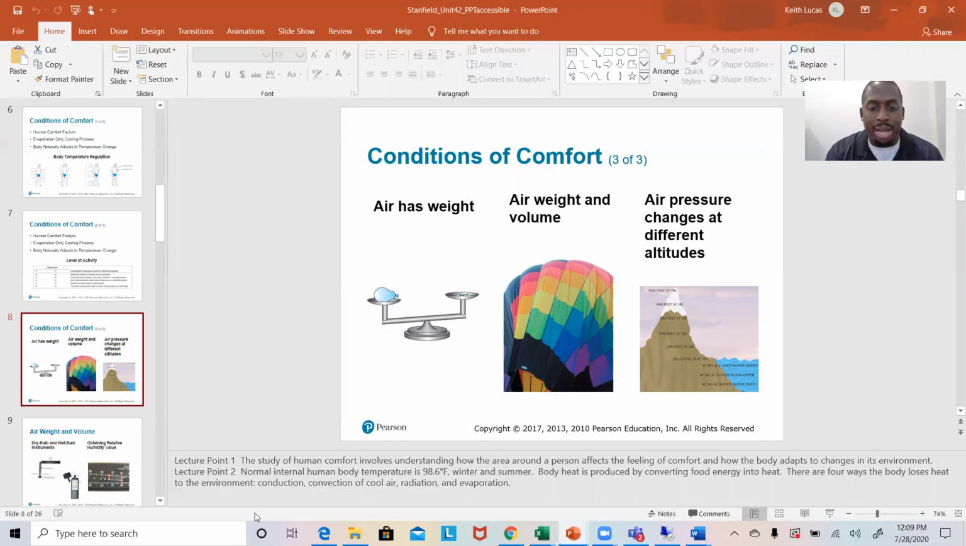Normal internal human body temperature is 98.6 degrees Fahrenheit in the winter or in the summer. Body heat is produced by converting food energy into heat. There are 4 ways the body loses heat to the environment, and that's through conduction, convection, radiation, and evaporation.